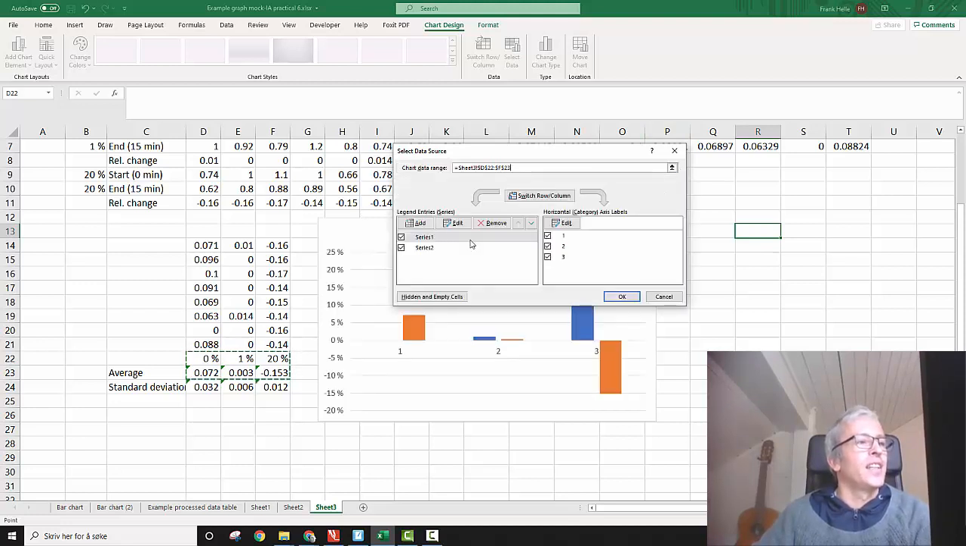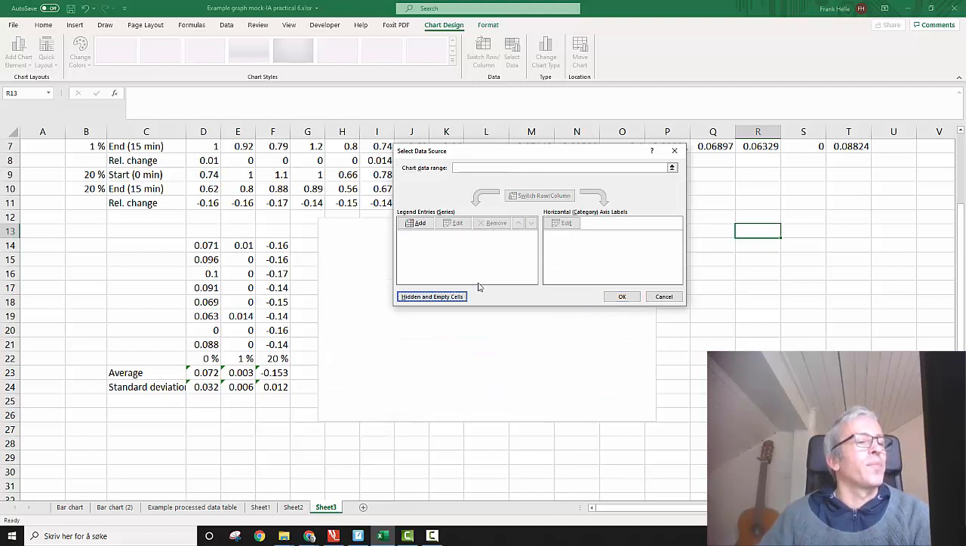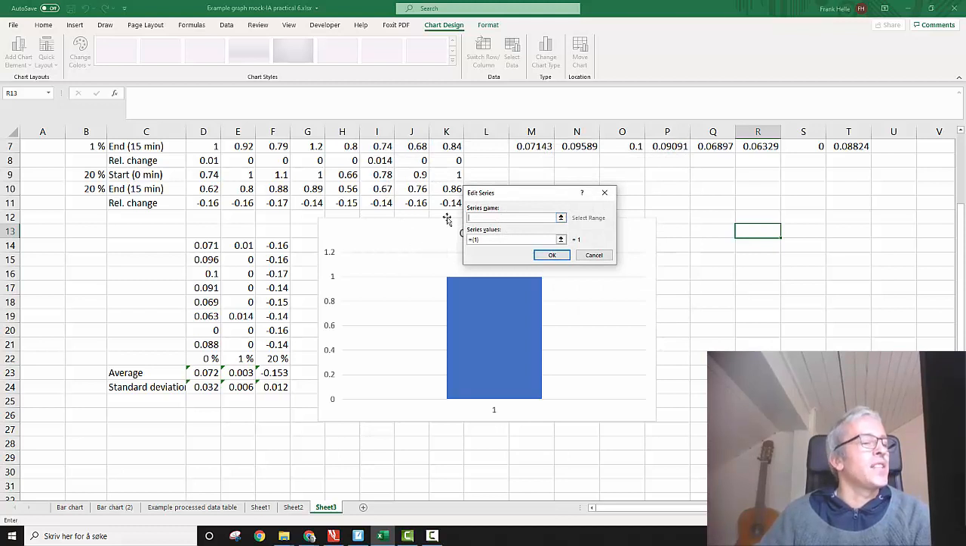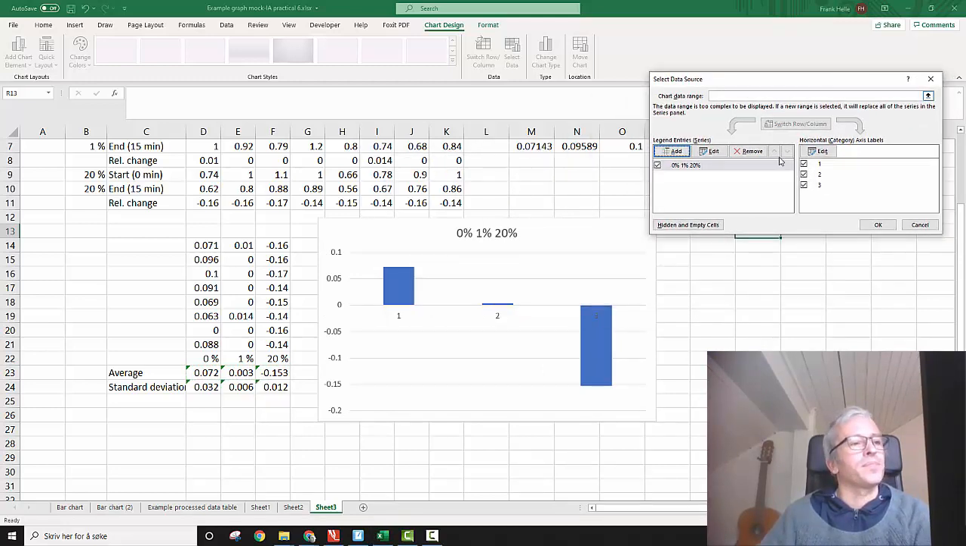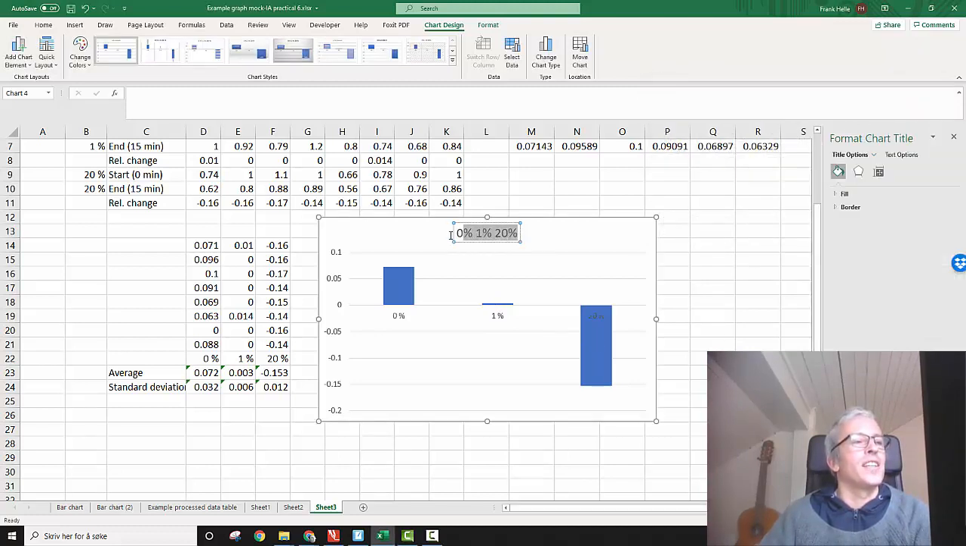So instead we have to do it the hard way. We start with this one, we press add, and then we specify that the series names are these ones, and that the values are these ones. And now we should get the correct graph, which we did. So here we see 0% and 1% and 20%.